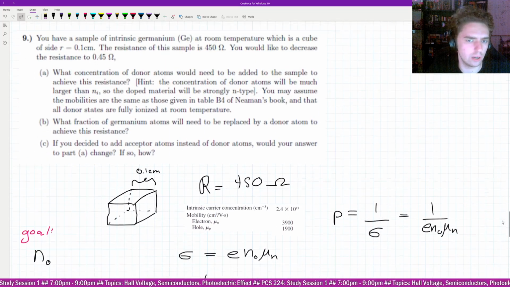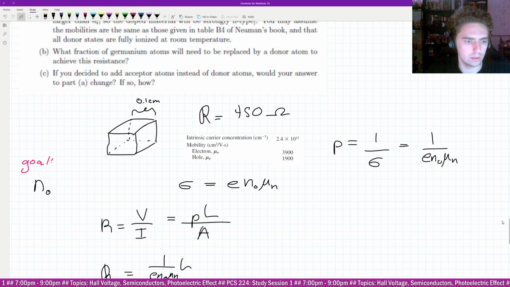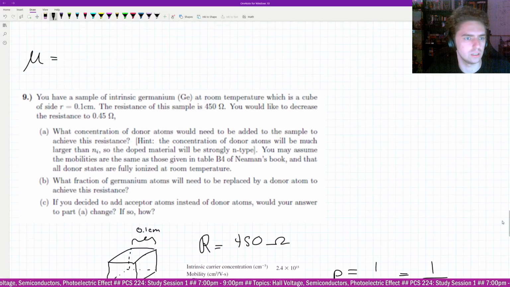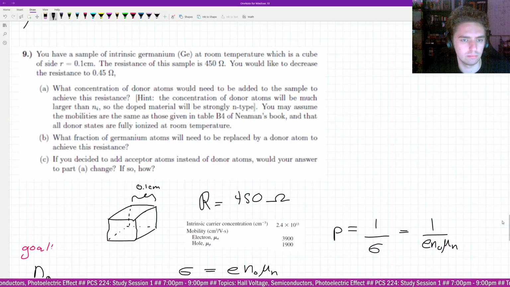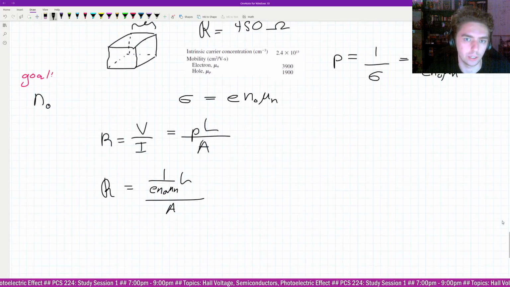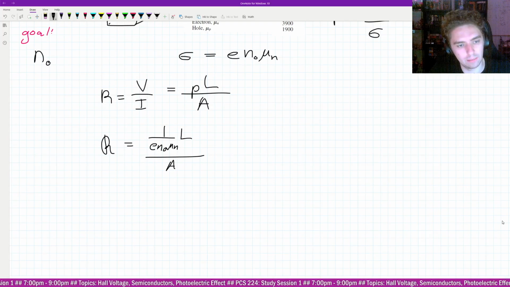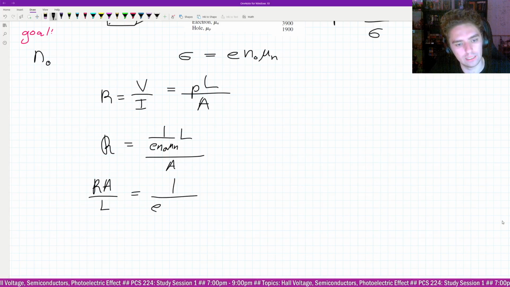And then I can just solve for the carrier concentration. And I didn't need this. I guess I just didn't need that. I don't need the current resistance for some reason. Maybe in the later part of the question we need it. So that's an L. And then again, R A over L equals 1 over e n naught mu n.